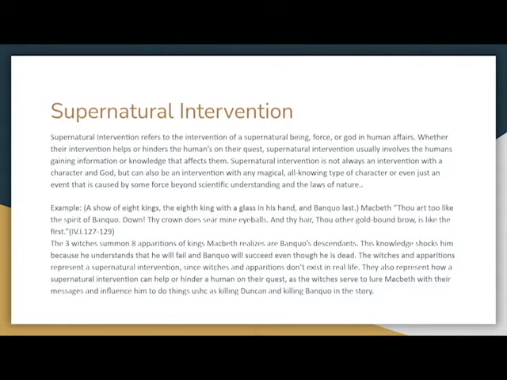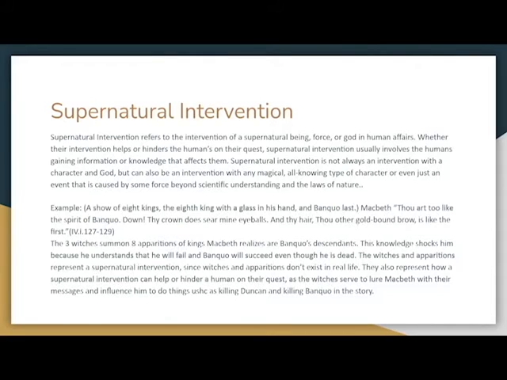Supernatural intervention. Supernatural intervention refers to the intervention of a supernatural being, force, or God in human affairs. Whether their intervention helps or hinders the humans on their quest, supernatural intervention usually involves the humans gaining information or knowledge that affects them. Supernatural intervention is not always an intervention with a character and God, but can also be an intervention with any magical, all-knowing type of character, or even just an event that is caused by some force beyond scientific understanding and the laws of nature.